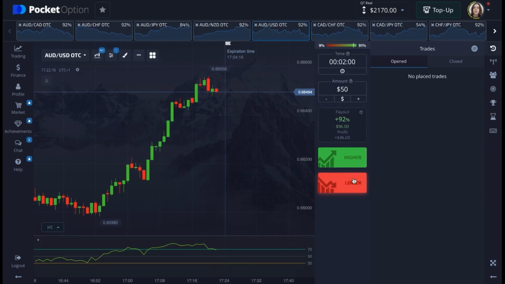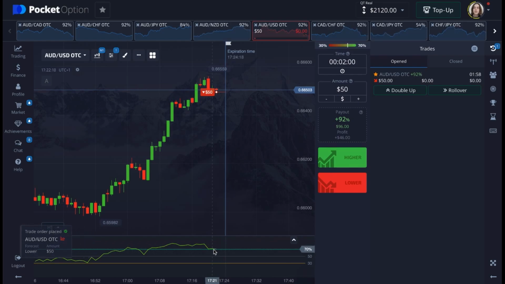So, as you can see, the lines of the RSI indicator cross the price and cross the 70 level from top to bottom. This means that here we have to open a downside trade for 2 minutes, which I did. We are waiting for the end of this transaction.